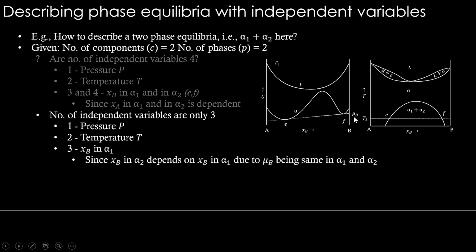See here mu B, we are marking one chemical potential of B for alpha 1 and alpha 2. That is the meaning of common tangent, right? So if this is so, then one variable XB in alpha 1 is the only independent variable and XB in alpha 2 becomes dependent on that. How? We will see that in the next 3-4 slides. That's where Gibbs phase rule comes.